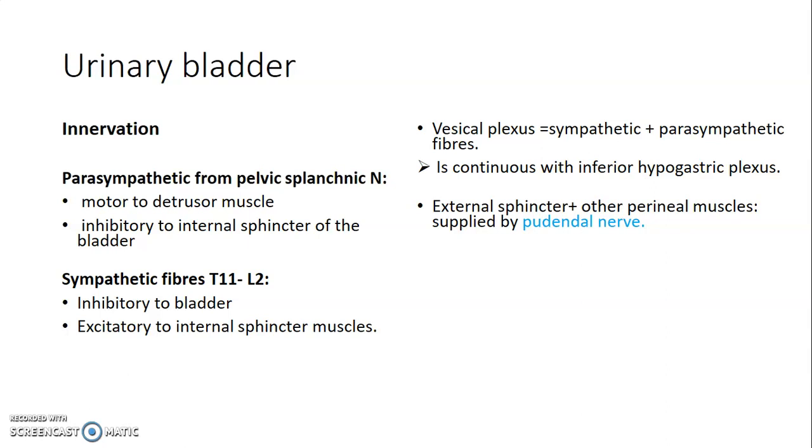But in parasympathetic, you want to encourage emptying of the bladder. So you inhibit the internal sphincter and you give motor to the detrusor muscle. The external sphincter and other perineal muscles are usually supplied by the pudendal nerve.